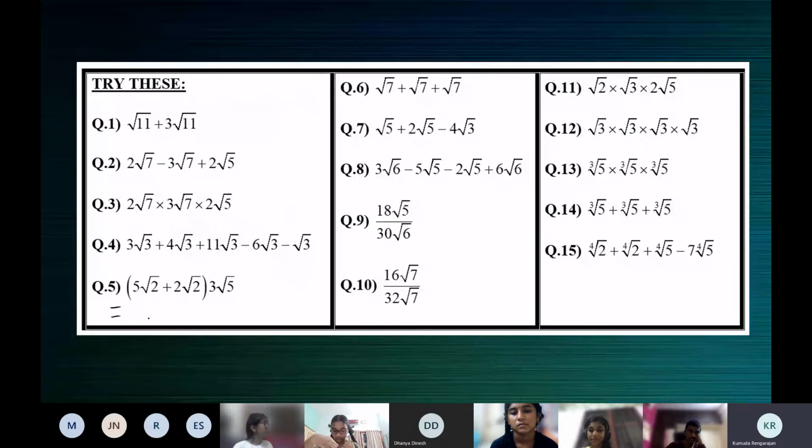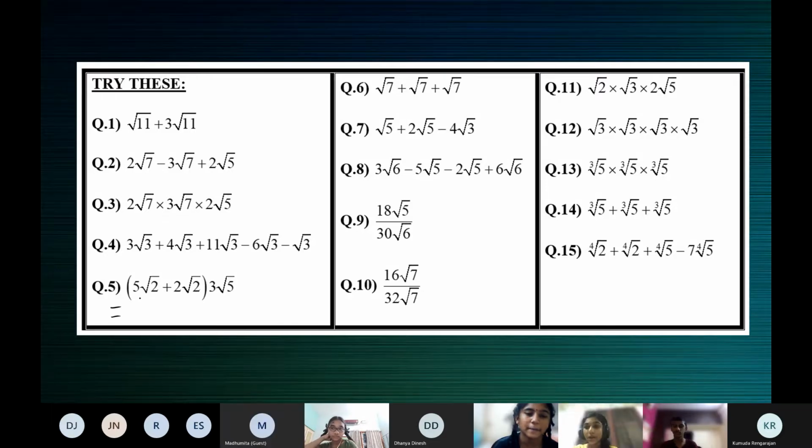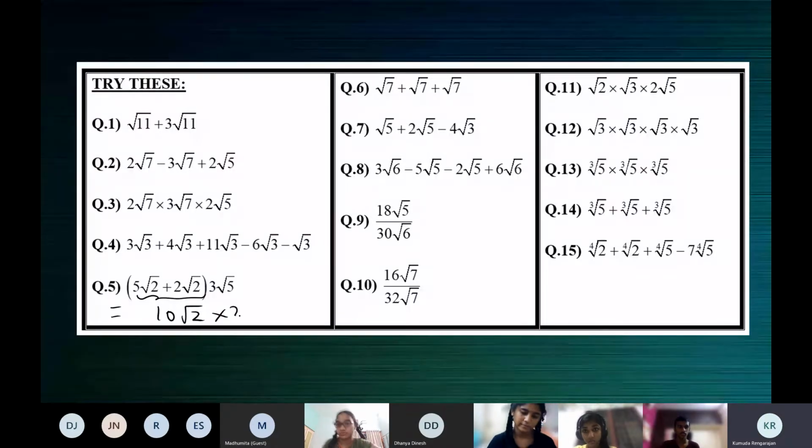And the answer for this one, the fifth one? What's the answer for the fifth one? 21 root 10, ma'am. 21 root 10. This one is 10 root 2 into 3 root 5. So it is 30.